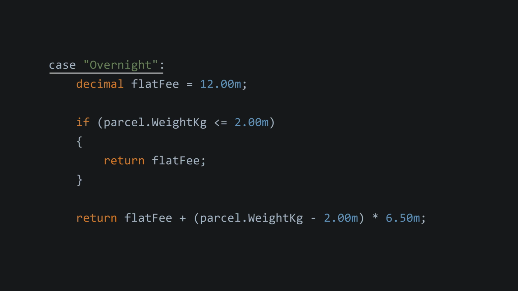Look inside one case. Overnight charges a flat fee up to 2 kilograms, and then a rate per kilogram on everything above it. That is a perfectly ordinary pricing rule, and it needs a local variable and a condition of its own. Those now sit inside a switch case, inside a method that is also answering for 2 other carriers.